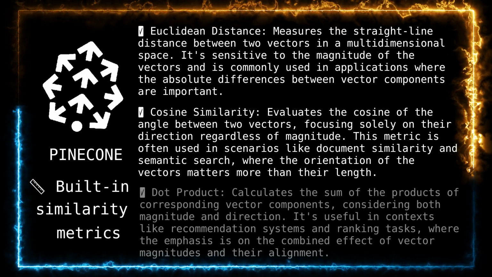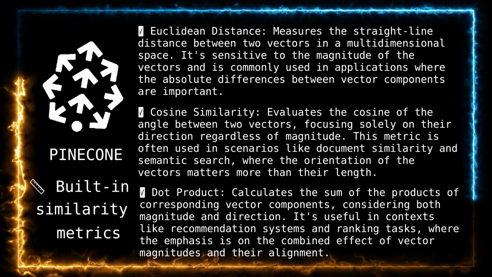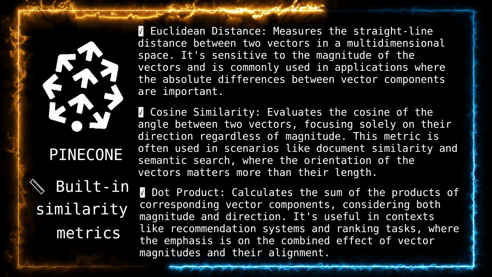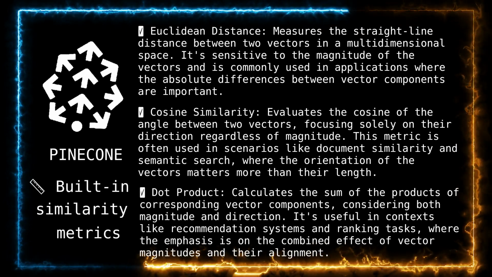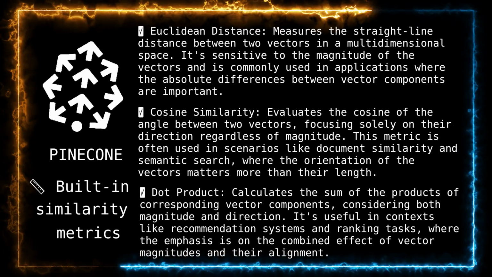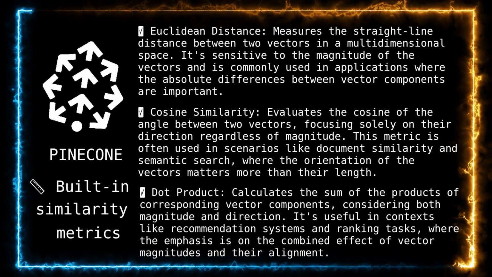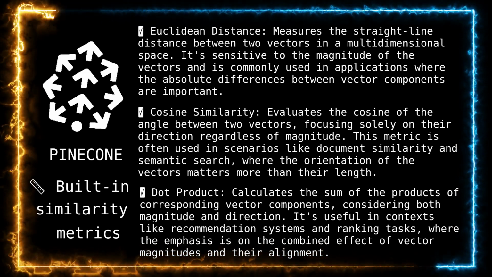And dot product calculates the sum of the products of corresponding vector components, considering both magnitude and direction. It's useful in contexts like recommendation systems, ranking tasks, and others, where the emphasis is on the combined effect of vector magnitude and their alignment.